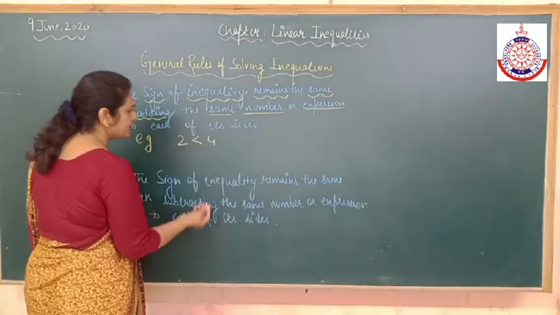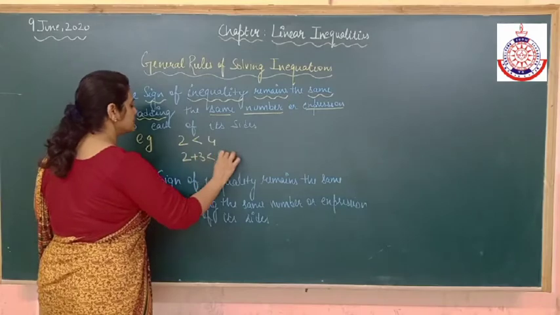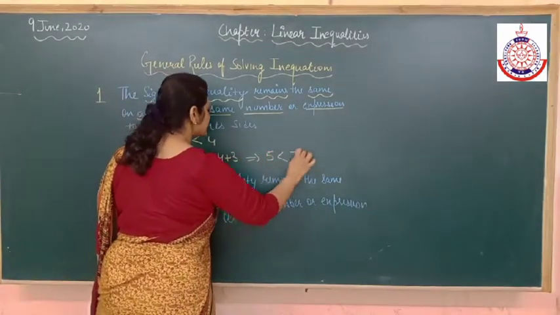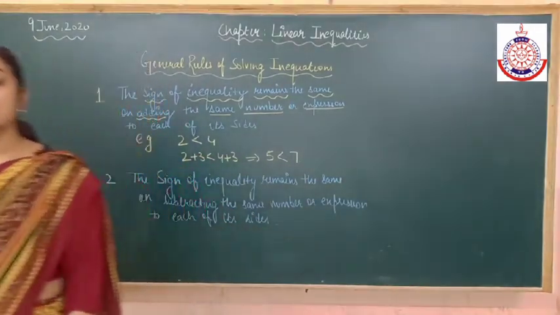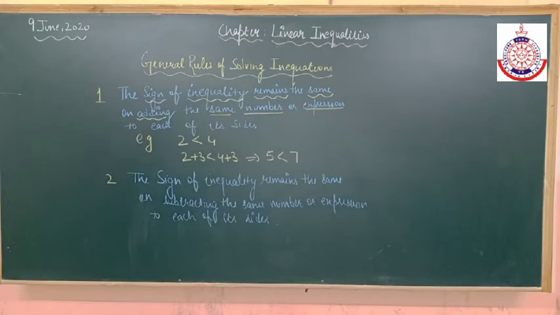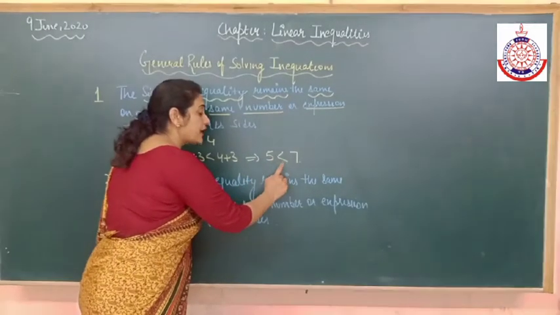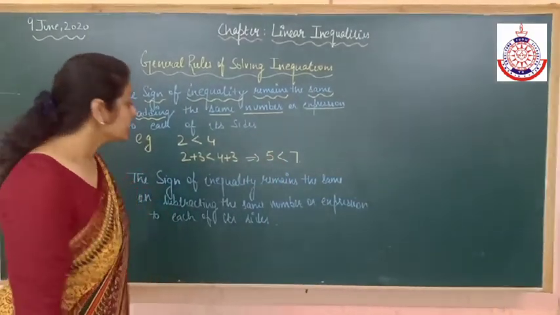Let's see an example. If I add 3 on both the sides, what happens? That's true, 5 is less than 7. Is it clear? So if I add a number on each of its sides, the sign of inequality does not change.